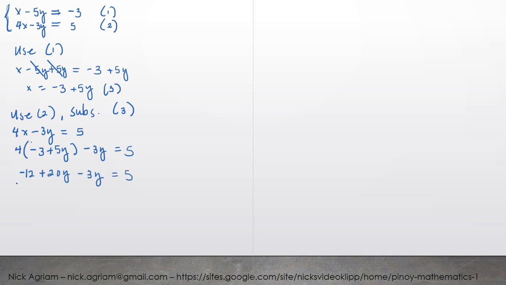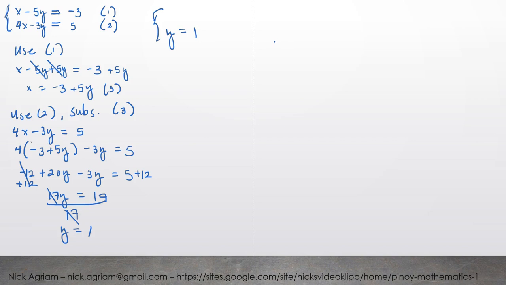Adding both sides of the equation by 12, then we have 20 minus 3 is 17y is equal to 17. Then we divide both sides of the equation by 17, and we have y is equal to 1. So our y here now is equal to 1.